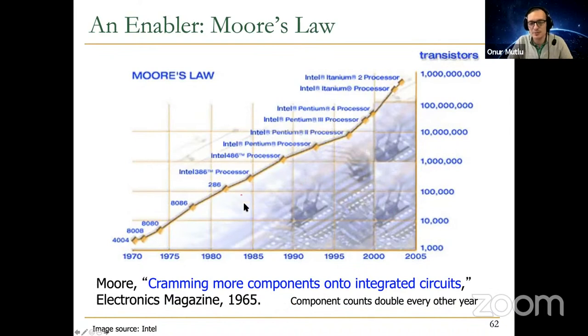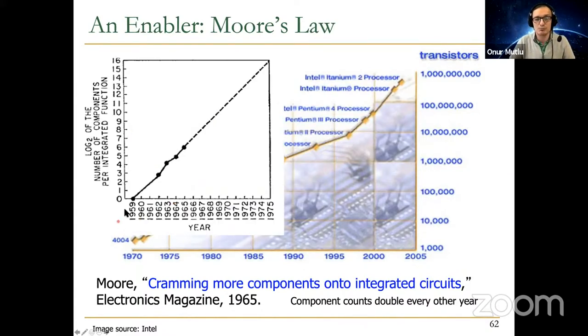Essentially, this is an empirical observation Gordon Moore made in 1965. And he reported in this paper that component counts that we put on a chip or on an integrated circuit are doubling every other year. And this is exponential growth, basically. Every other year, we get 2x more transistors, something like that. And this is a cost-efficient way of improving the performance of the transistor because now we can cram more transistors inside a given area. And this is the empirical observation Moore made, basically.